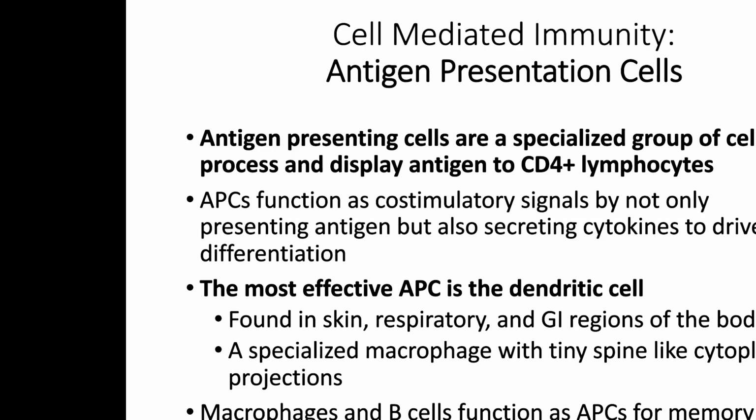The most effective antigen presenting cell is called the dendritic cell, and it's found in the skin, respiratory, and GI regions of the body. It's also a specialized macrophage with a lot of little cytoplasmic projections. Macrophages and B cells will also function as antigen presenting cells.